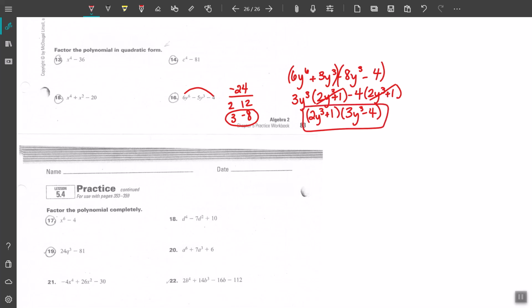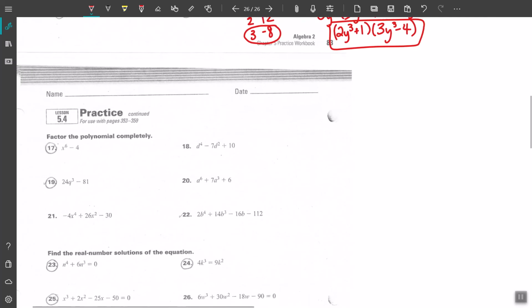All right, on 17 and 19, they say factor the polynomial completely. We're just doing more of what we've already done. Here we have a difference of squares. We've got that subtraction sign in there, so we've got to look. X to the 6th can be written as x to the 3rd squared. And then we know that 4 is the square of 2. So our a value becomes this x cubed right here, and our b value is 2.